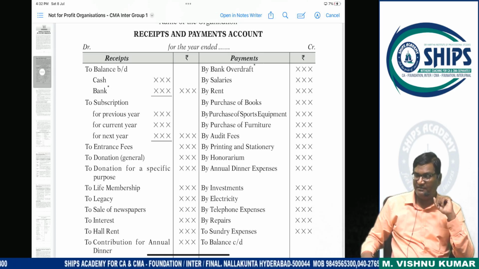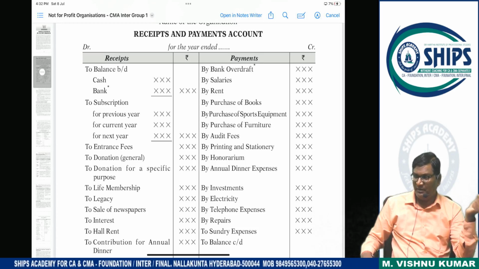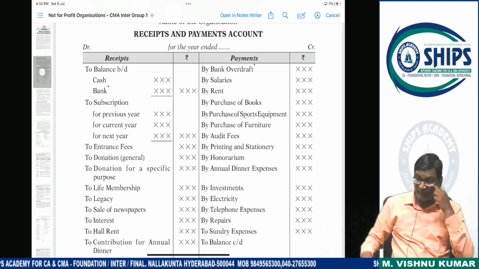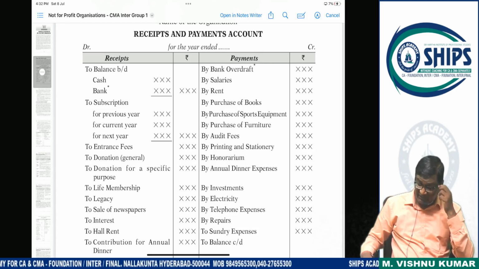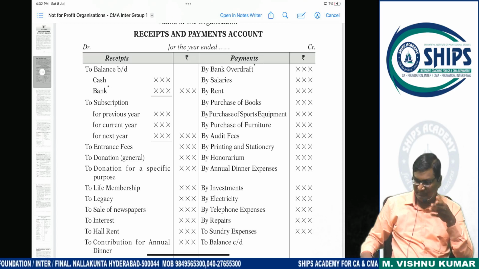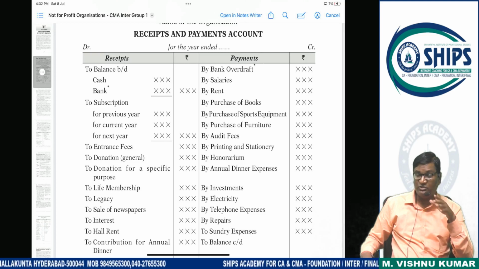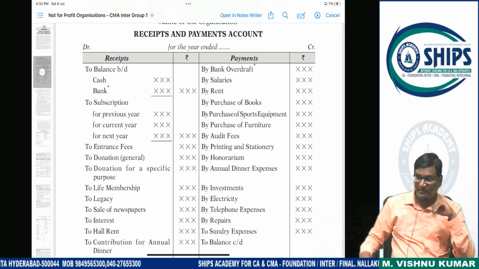Now the payment side, very simple. First, routine payments will come: payment for printing and stationery, payment for postage stamps, payment of salaries, payment of rent, payment of other administration expenses. Purchase of assets, purchase of equipment. Clear? Honorarium.